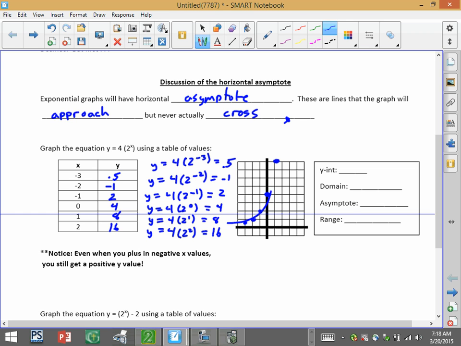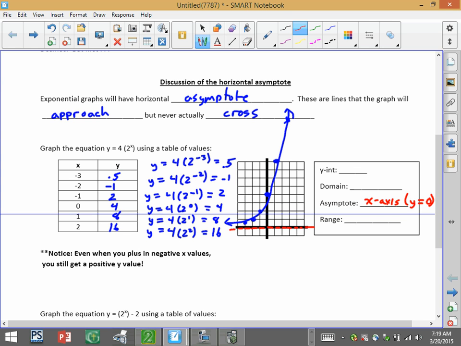So you've probably seen graphs that look like this before. But what you should notice right here is that the graph is getting really, really close to the x-axis. The x-axis is actually the asymptote. But that's also what's called the line y equals 0, right?